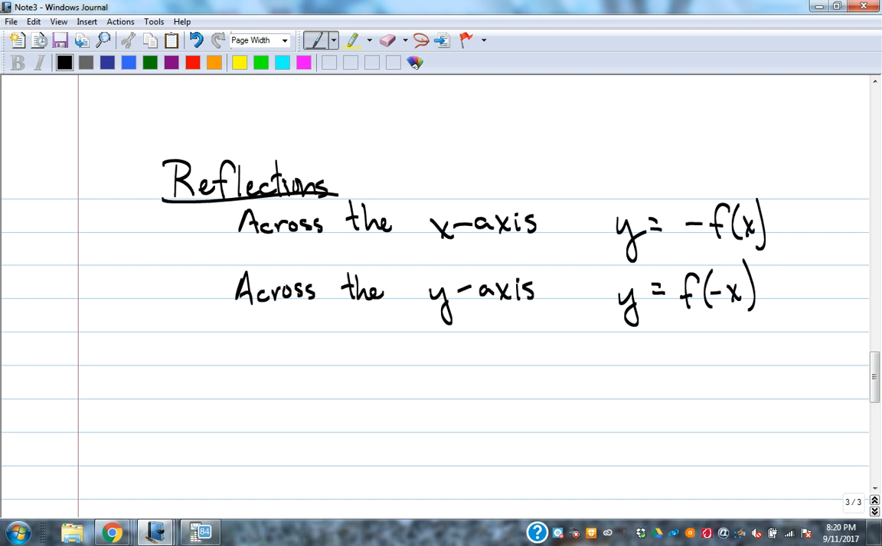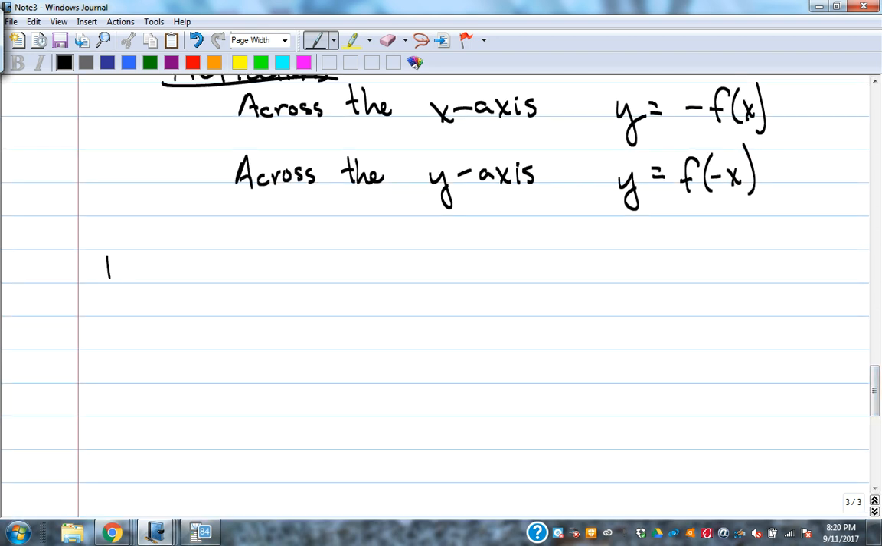All right. Let's get into the addition, subtraction stuff, the translations. If you hear the word translation, you're talking about moving left or right, up or down. If you talk about transformation, that's a combination of it all. That puts it all together. So a translation is left, right, up or down.